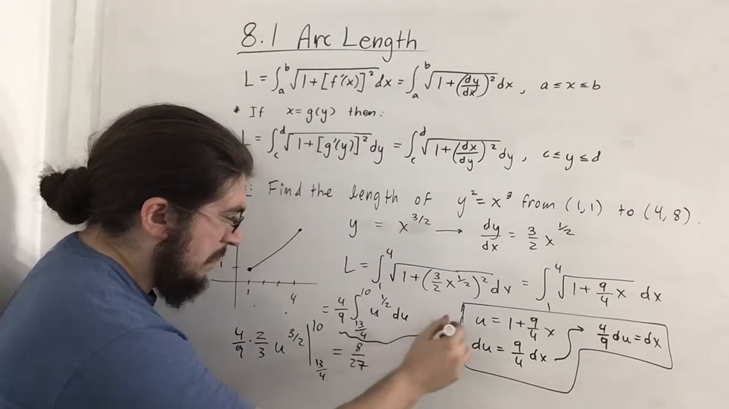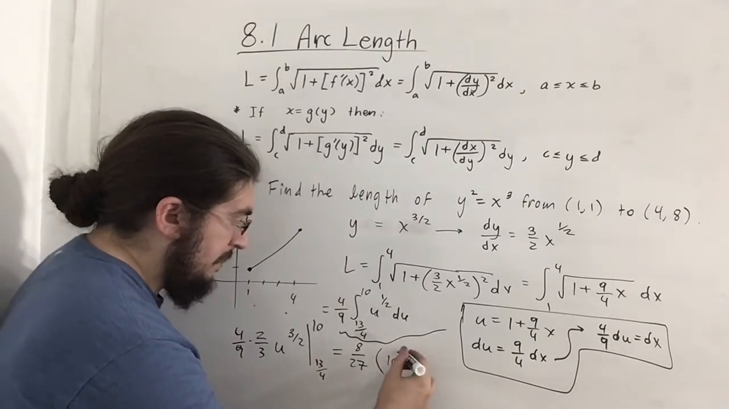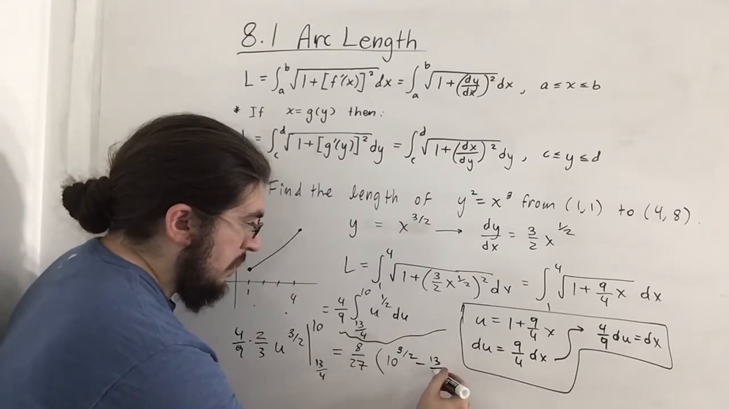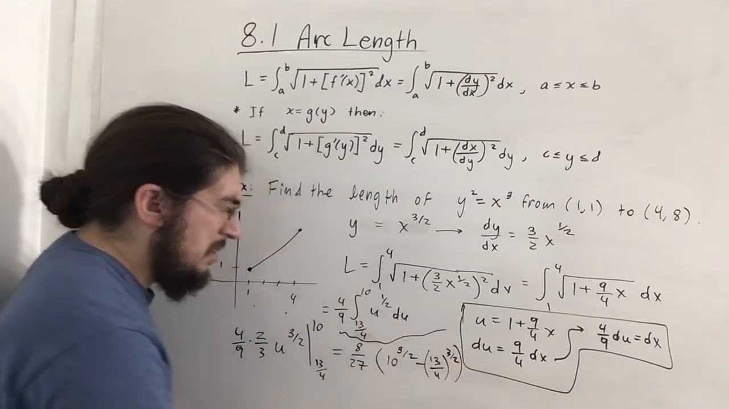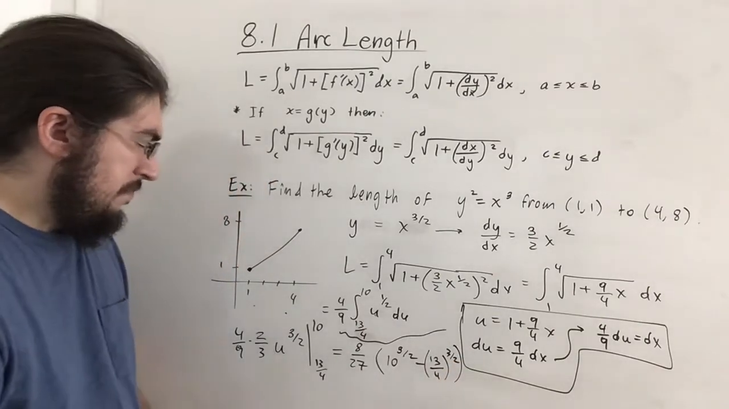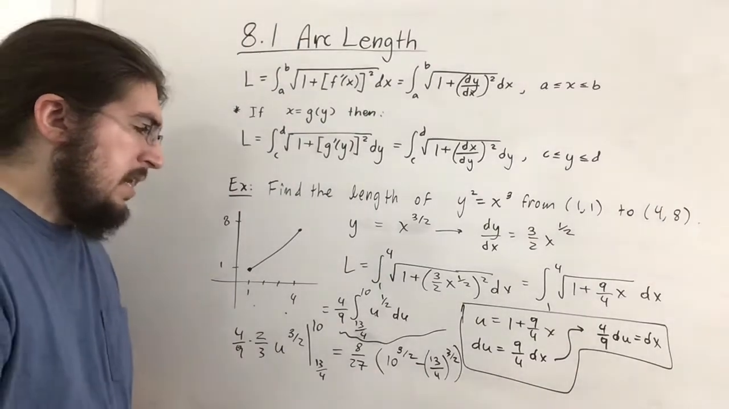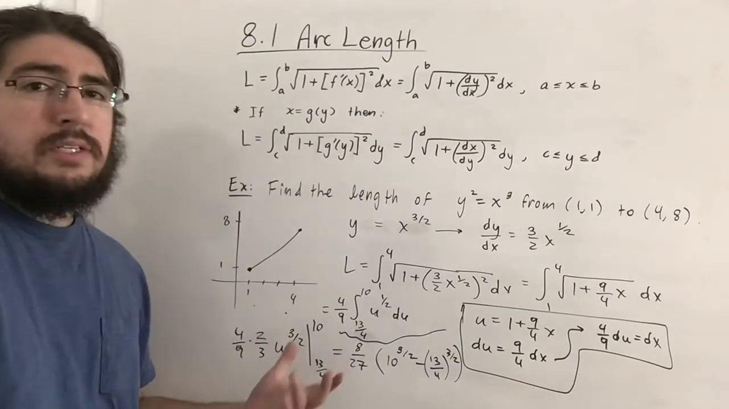Kind of border this off a bit. So we get 8 over 27 times 10 to the 3/2 minus 13 over 4 to the 3/2. Part of me wants to simplify this a little bit because it can be simplified quite a bit. And in fact, I'm going to erase and then I'll simplify just to show you.